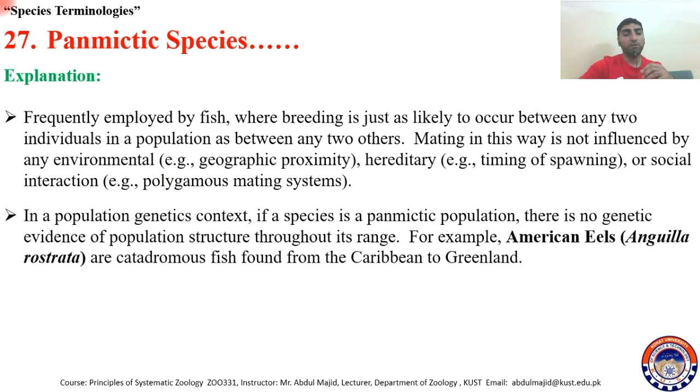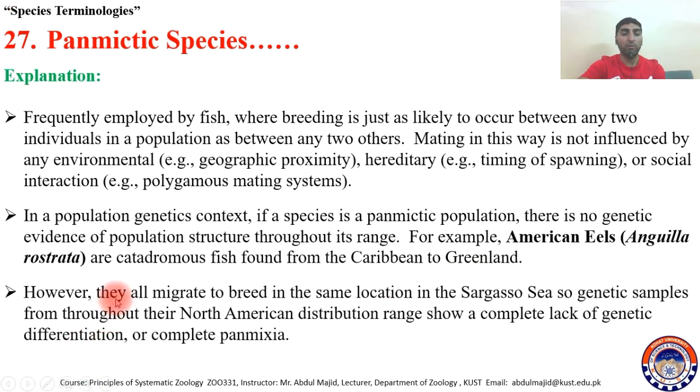So, in a population genetics context, if a species is a panmictic population, there is no genetic variance of population structure through its range. For example, the American eel, Anguilla rostrata, is a catadromous fish, meaning they migrate from freshwater to saltwater for spawning. It is distributed from the Caribbean to Greenland, and then they migrate to the Sargasso Sea for mating. However, they all migrate to breed in the same location at the Sargasso Sea.